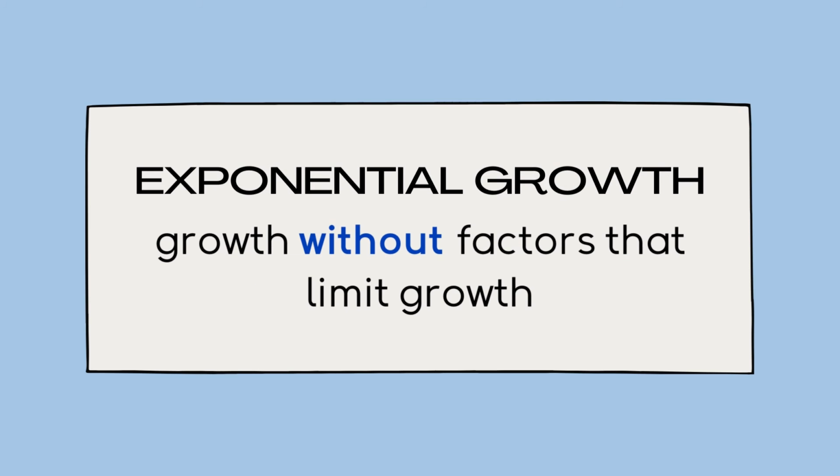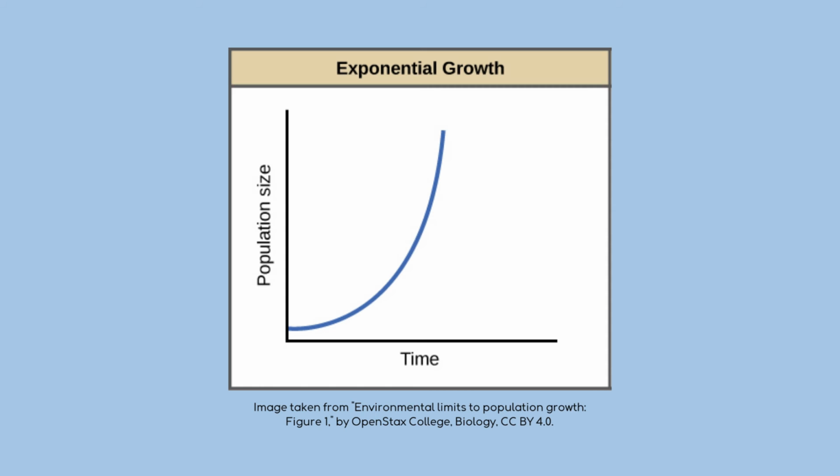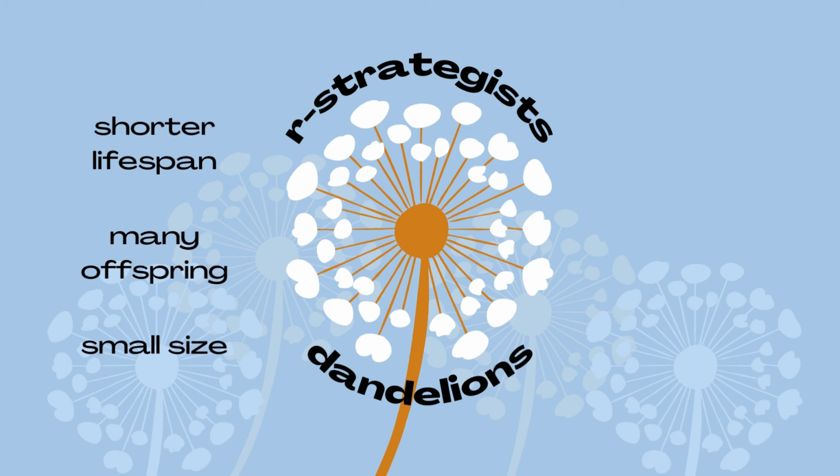Exponential growth depicts how a population would grow without biotic and abiotic factors that would limit its growth. In this scenario, a population would grow endlessly, resulting in a graph with a J-shaped curve. Additionally, r strategists, like dandelions, typically exhibit exponential growth as they have a shorter lifespan, they produce many offspring, and they are usually smaller in size.